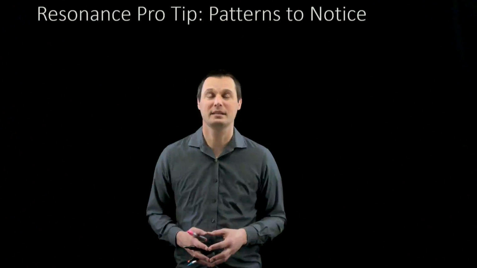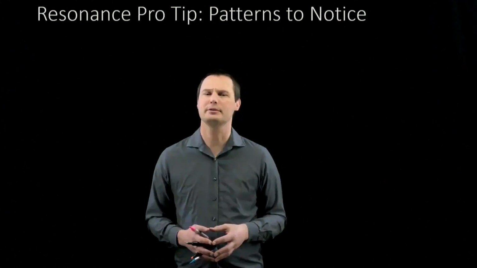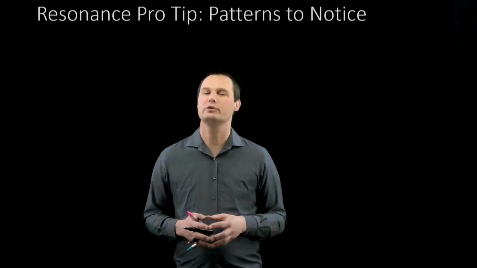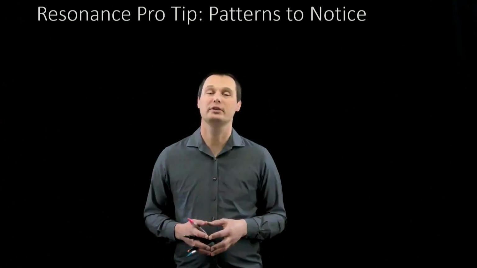One of the questions I get asked a lot as we wander through resonance land is, how do I know if this molecule has any resonance contributors? Today, I'd like to share with you a pro tip on what to look for in structures to see if there's any resonance contributors that you can draw. What are the patterns that OChemNinjas notice to know that this structure does have additional resonance contributors?